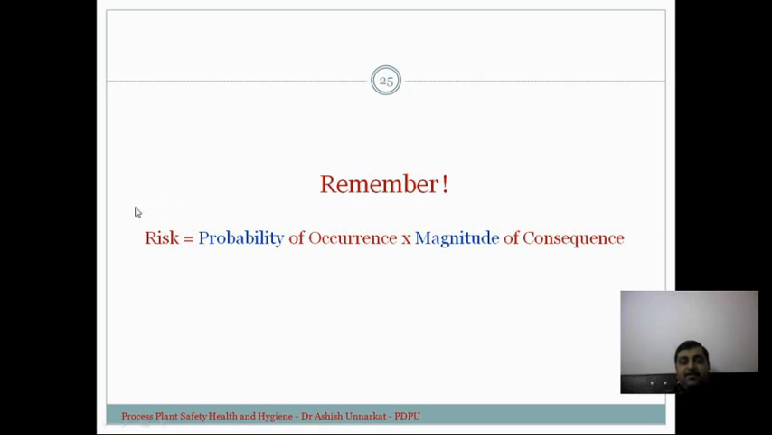Before we go ahead, let us remember: risk is the probability of occurrence and the magnitude of its consequence. So we are looking at two things on which it is being rated. One is how probable it is to happen, and the other is the magnitude with which it is going to affect us. On these two scales, we are going to rate our occupational health, occupational safety, property damage, and equipment damage.